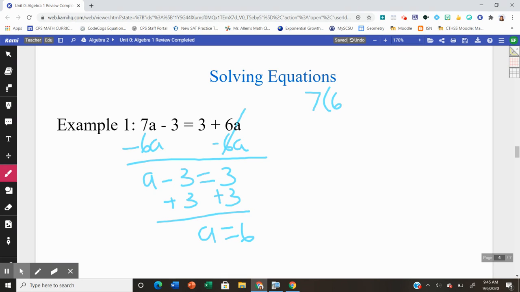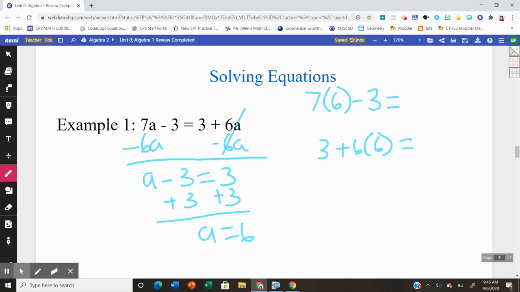So 7 times 6, subtract 3. I'm going to take a moment to see what that equals. And then I'm also going to look at 3 plus 6 times 6. As long as I do this correctly, my answers for both the left and the right side are supposed to be equal to each other.